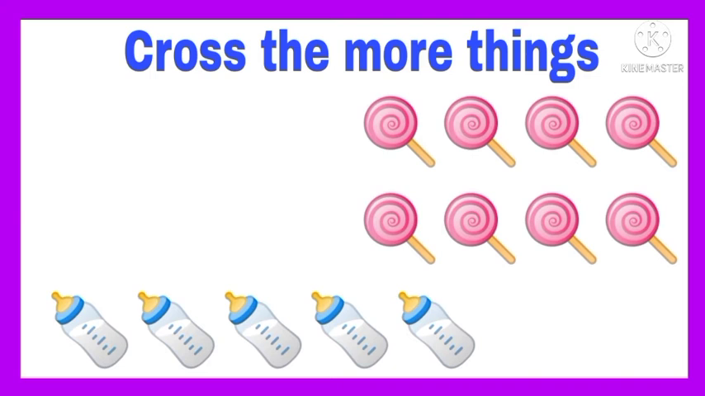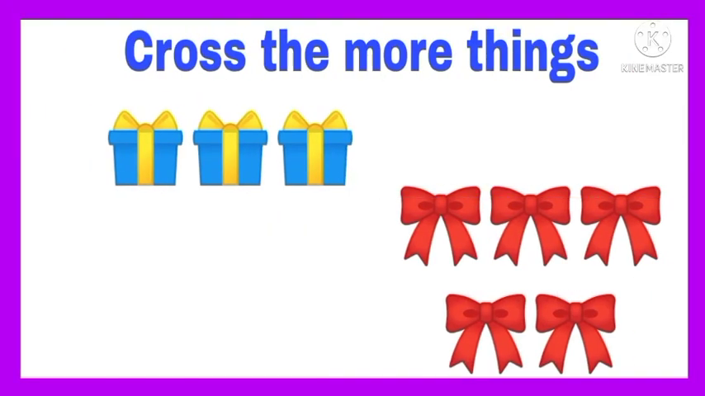Now we have changed the method. We have to cross the things that are more. Lollipops are more in number. We have to cross them. There are 3 gifts and 5 ribbons. We have to cross more things.